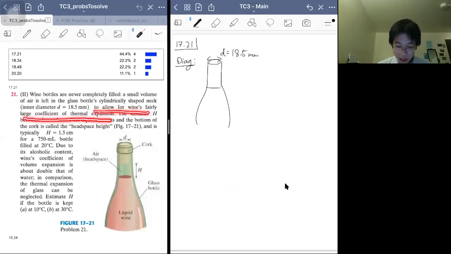So the wine has a large coefficient of thermal expansion. Good. So that's nothing new I need to draw or new numerical information that it's given. The distance h between the surface and the liquid content. Okay, good. So now I have a new information. It's the headspace height, which is 1.5. So I'll copy that over. So this is between the liquid and the top, this is H, okay? And it's 1.5 centimeters. For a 750 milliliters bottle, okay?